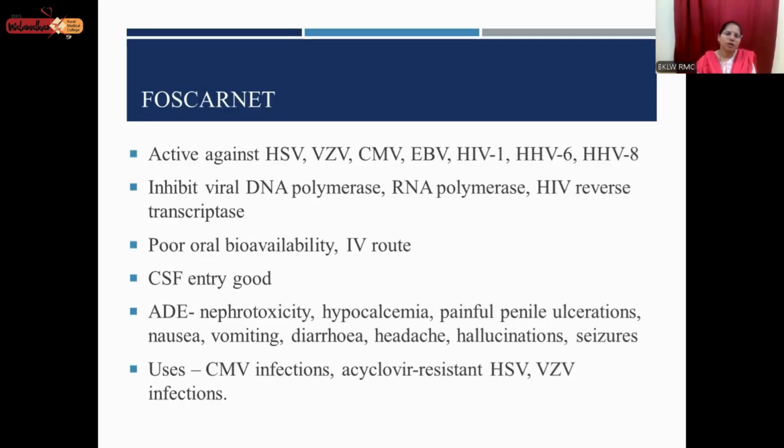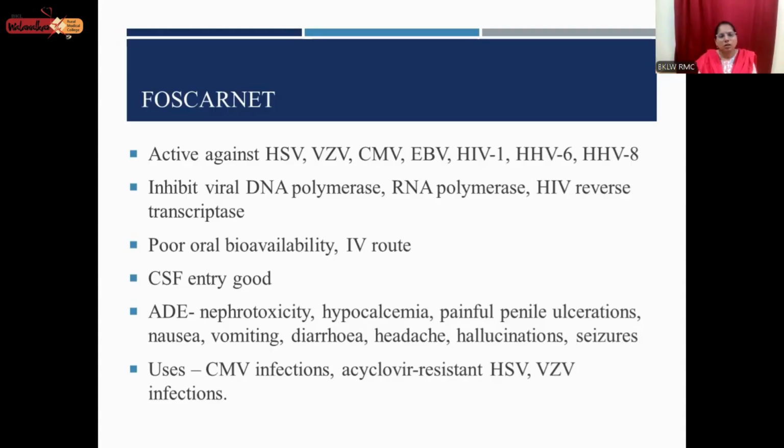Next, very important is foscarnet. It is active against many viruses like simplex, zoster, cytomegalovirus, Epstein-Barr virus. It is even effective for HIV-1 infections and herpesvirus 6 and 8. It inhibits the DNA polymerase enzyme, RNA polymerase enzyme, and HIV reverse transcriptase enzyme. IV is the preferred route because oral bioavailability is very low. CSF entry is also good.